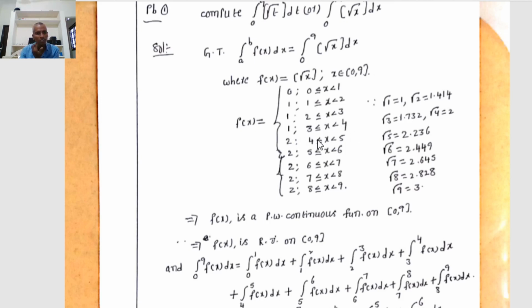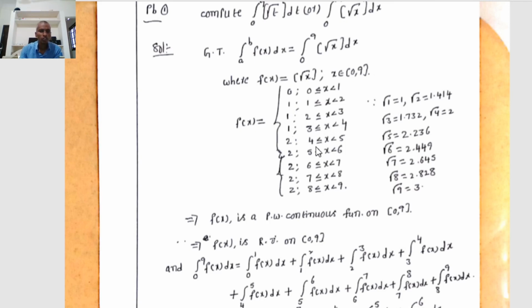Therefore, where x lies between 3 and 4, the integral part of root x equals 1. So for 0 less than or equal to x less than 1, the integral part of root x equals 0; for 1 less than or equal to x less than 2, it equals 1; for 2 less than or equal to x less than 3, it equals 1; for 3 less than or equal to x less than 4, it equals 1.